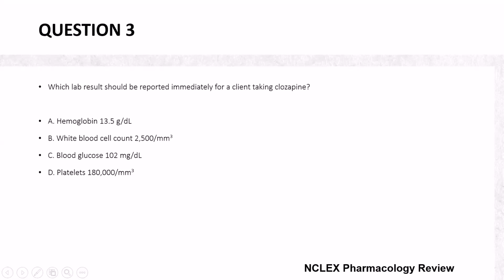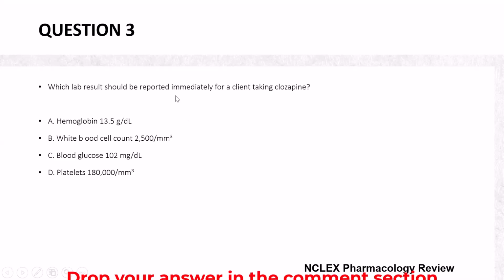Next question. Which lab results should be reported immediately for a client taking clozapine? Hemoglobin 13.5 gram per deciliter, white blood cell count 2005 per millimeter cube, blood glucose 102 milligram per deciliter, platelets 180,000 per millimeter cube. So you should know all about clozapine. So what is unique about clozapine?